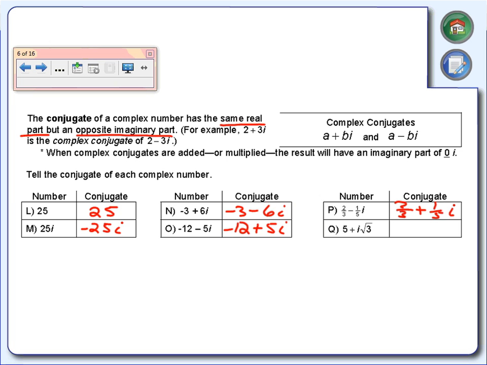And finally the last one there, Q, 5 plus i square root of 3. The conjugate of that would be 5 minus i square root of 3. And there we have it. So again, conjugates just means we're changing the imaginary part to its opposite. The real part is going to stay the same. Don't do anything with the real part.